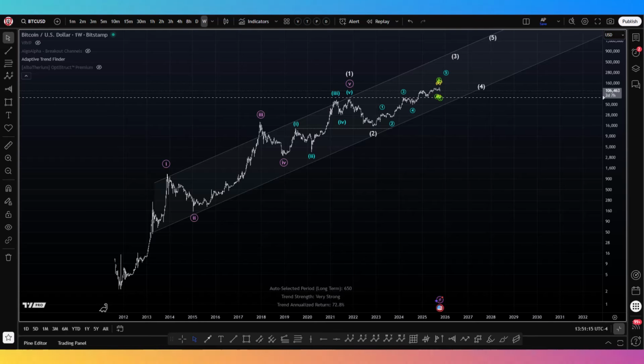Okay, well, we're going to start here on Bitcoin. I've got a weekly chart up here. Now, amongst my team of Elliottians, I think I'm the lone bull remaining in the pack.